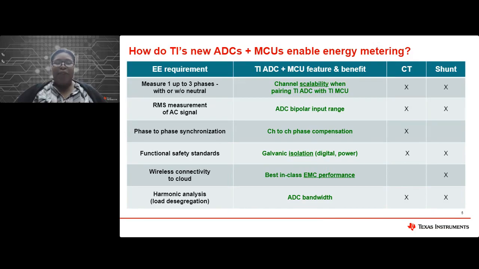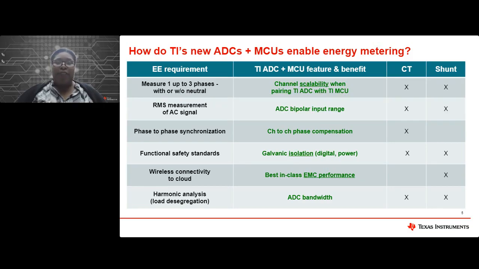So one thing that we do want to discuss is give you a little bit of a view of how TI's new ADC helps with enabling energy metering. Well, the first thing, as you can see, for both CT, which is current transformer, and shunt metering, you can do from one phase all the way up to 3 phases with or without a neutral measurement. You also get RMS measurements of AC signals, and it can also do an ADC bipolar input range. You'll also have the phase-to-phase synchronization.